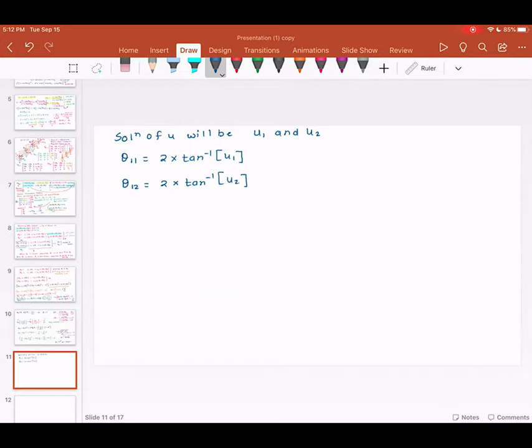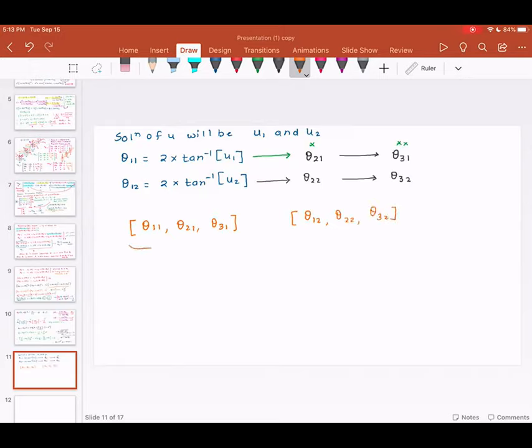So there is a possibility that theta 1,2 is physically not realizable depending upon the robot that we have worked out. But then what you do is you use equation star to find theta 2,1, and then you would find theta 3,1. From theta 1,2, you would find theta 2,2, and you would find theta 3,2. So at the end, you are going to have two combinations. You will have theta 1,1, theta 2,1, theta 3,1 as one possible solution, and theta 1,2, theta 2,2, and theta 3,2 as another possible solution. So these two are mathematically possible solutions.